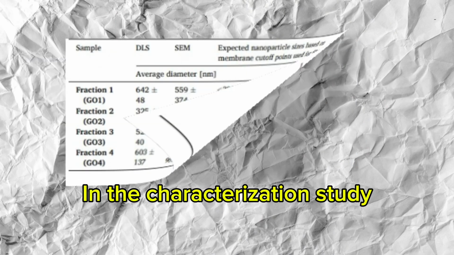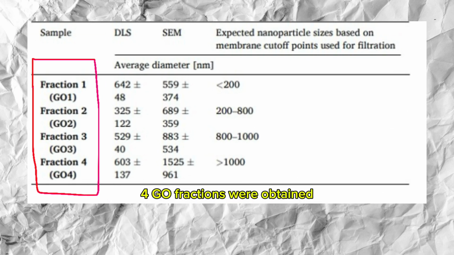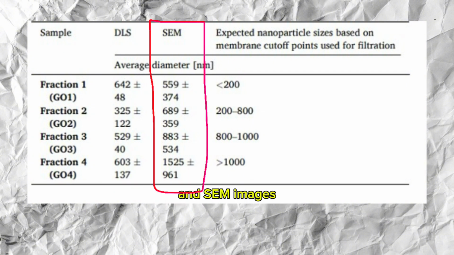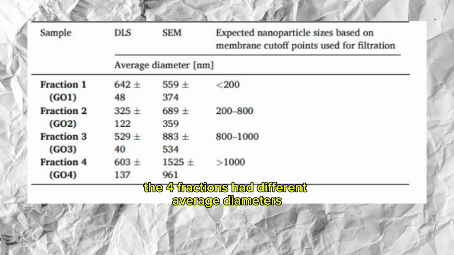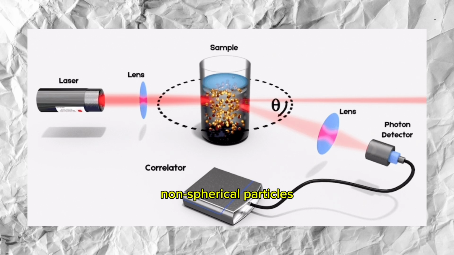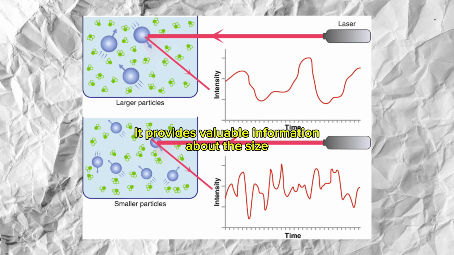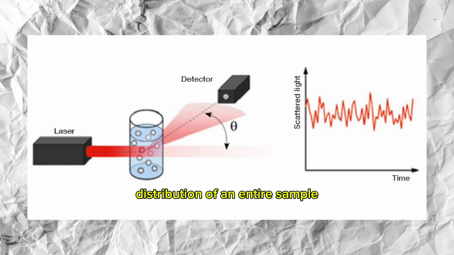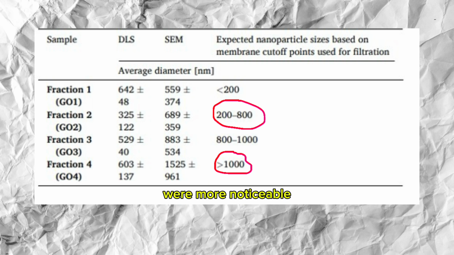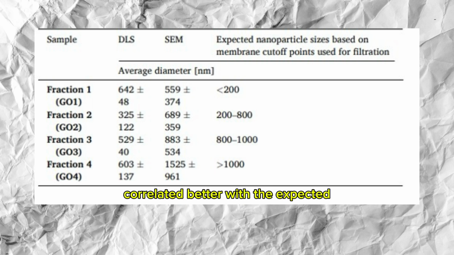In the characterization study, 4 graphene oxide fractions were obtained, and their average diameters were determined by DLS and SEM images. As a result, the 4 fractions had different average diameters. Although DLS is not completely accurate for measuring non-spherical particles, it provides valuable information about the size distribution of an entire sample. After this data, the authors decided to use only GO2 and GO4 for the next experiment, because the significant difference in size between them was more noticeable, and the dimensions of these fractions correlated better with the expected size than GO1 and GO3.